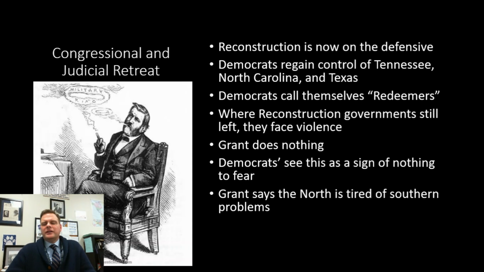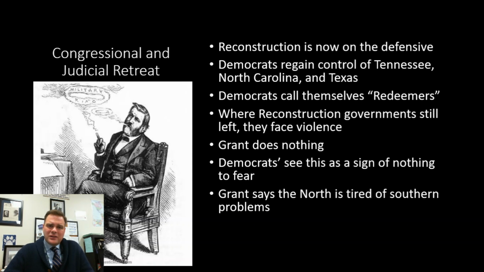Now, Reconstruction is pretty much on the defensive. What we're seeing is those radical Republican Reconstruction governments are starting to fall away. Democrats are now taking power in Tennessee, North Carolina, and Texas. They refer to themselves as redeemers. To redeem something was to correct a wrong situation. And how these Southern Democrats see the situation is they're going to try to roll back everything that these radical Reconstruction Republican governments have done.